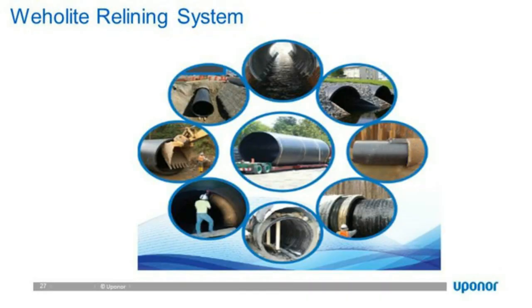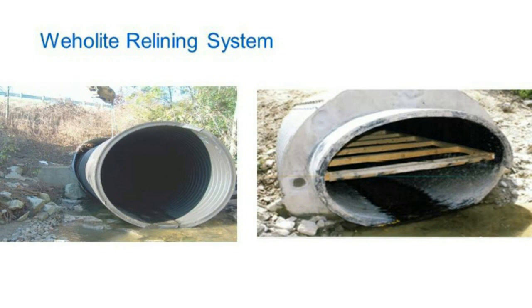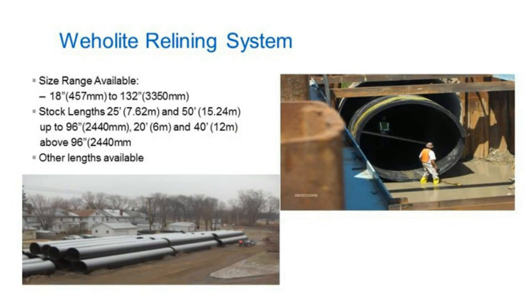So let's look at the Weholite Reline system itself and how rehabilitation can save you money and extend the life of your existing culverts for years to come. The Weholite Reline system is available in sizes from 18-inch, as mentioned before, 457 millimeters to 132-inch, 3350 millimeters ID, and in stock lengths from 16.5 feet or 5 meters, 25 feet or 7.6 meters, and 50 feet, 15.2 meters, depending on the diameter. Custom lengths are also available.